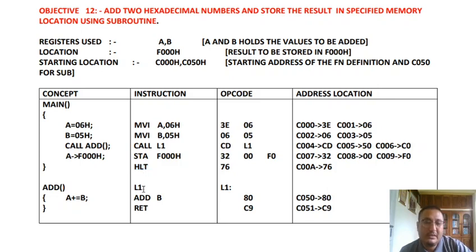Now the function definition starts with L1. So ADD B and return. So here the return instruction is very much mandatory, because whenever a function call is being made, the return address is pushed into the stack. Okay, and then control transfer takes place, and once the function is over, the return address is popped out of the stack, and the control is again maintained in the main program. So this is very much important.